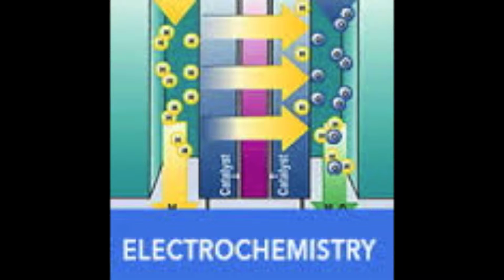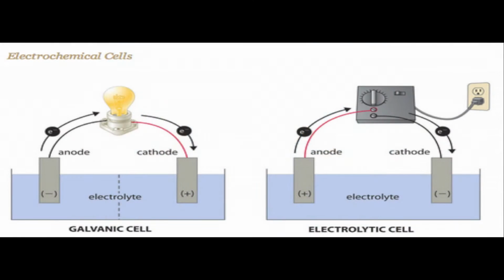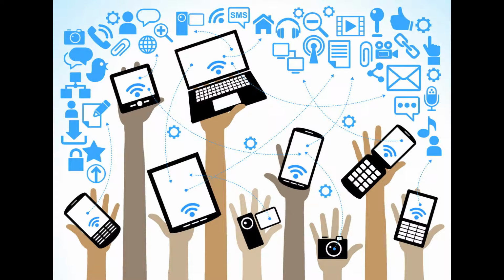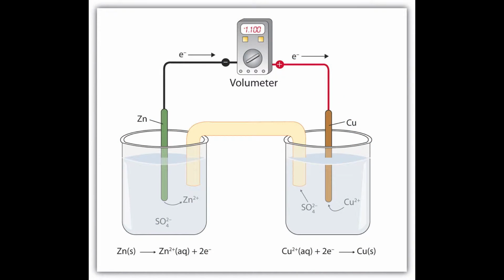Electrochemistry is the branch of chemistry responsible for the relationship between electrical and chemical occurrences. Electrochemistry is what allows us to have phones, computers, and virtually anything powered by a battery. To understand electrochem, let's first start by reviewing redox reactions.